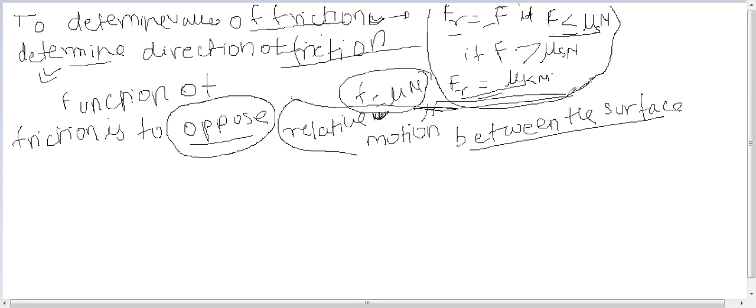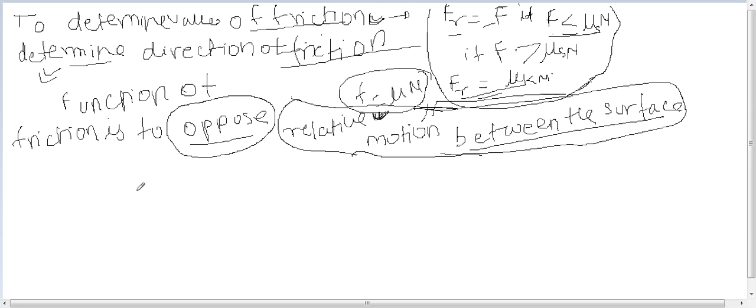These two terms are mathematical terms. You have to understand them. These two terms are very important: oppose, and the relative motion between the surfaces. So try to understand these things with the help of questions.